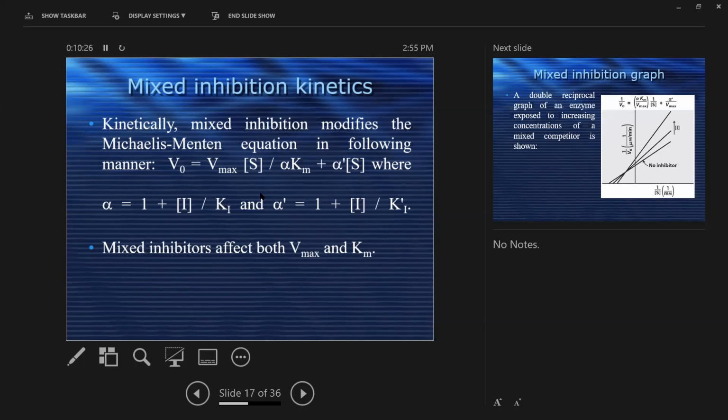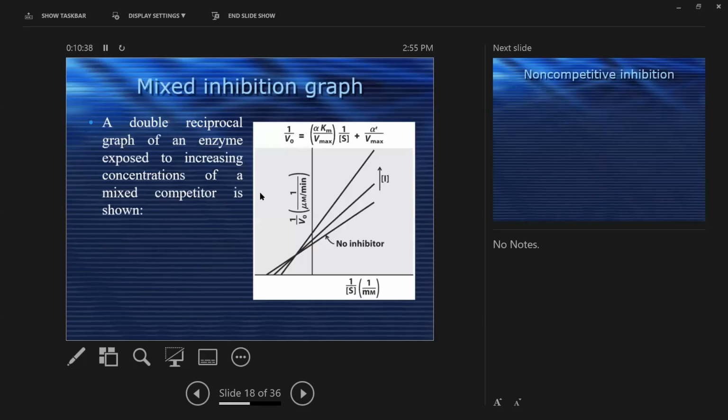So these affect both Vmax and Km. Now, Km may go down, it may go up, depends on the inhibitor. So mixed inhibitors will usually look something like this when you do a graph. Sometimes it goes up, depends.